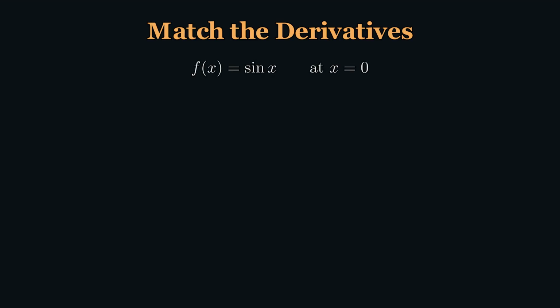Here is the idea. Pick one point, x equals 0, and demand that a polynomial match sine as closely as possible right there. First match the value. Sine of 0 is 0. Then match the slope. The derivative of sine is cosine, which equals 1 at 0. The line y equals x does both.